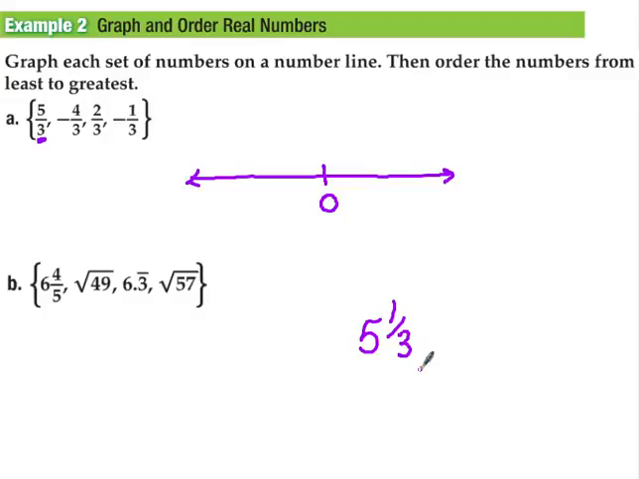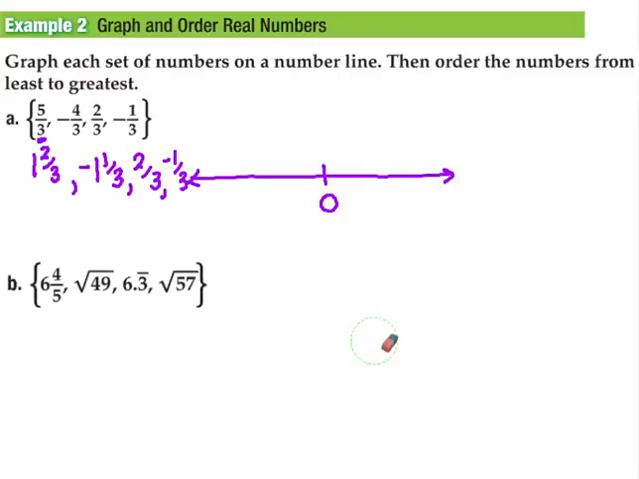Okay. 1 2/3, very good. So this is really 1 2/3. Okay, what about negative 4/3? What would that be? Negative 1 1/3. The 2/3 I'm okay, and then the negative 1/3 I'm okay. So then now what I need to go ahead and do is graph those.